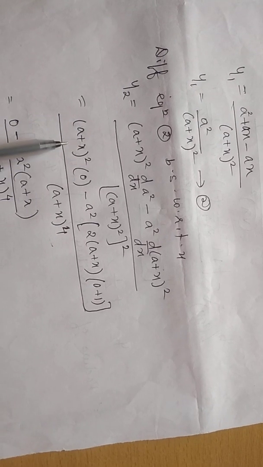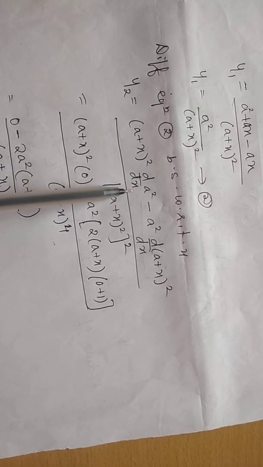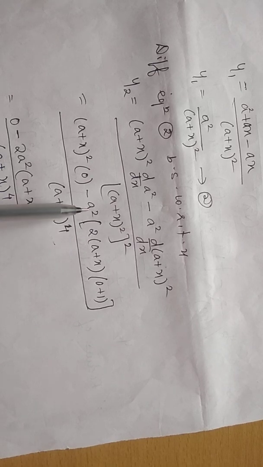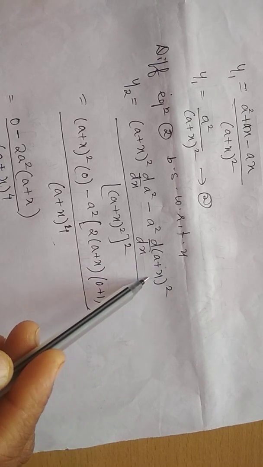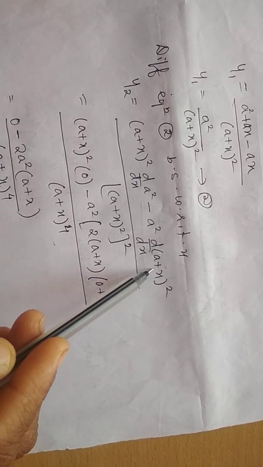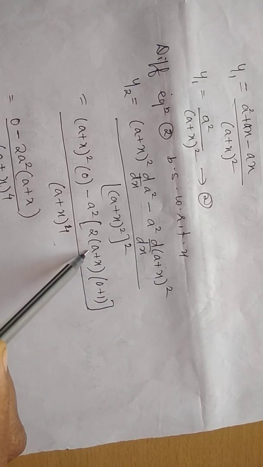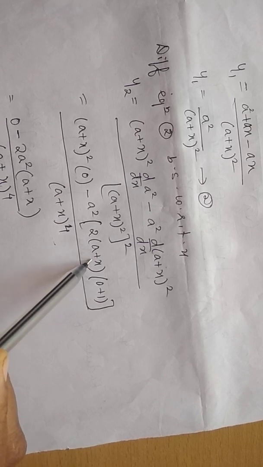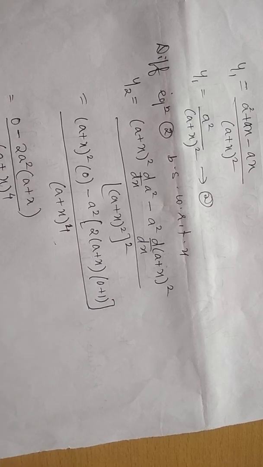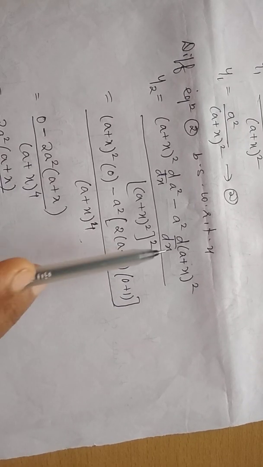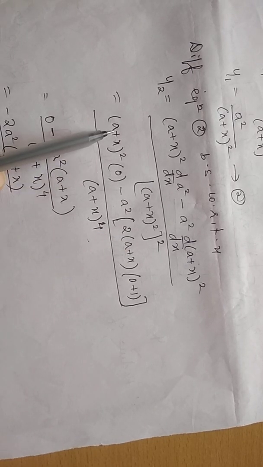(a+x)^2 as it is, the derivative of a^2 with respect to x is 0, because a^2 is acting as a constant. Minus a^2 as it is. I need to differentiate this quantity, (a+x)^2. You cannot differentiate it separately; consider a+x as u. The derivative of u^2 is 2u into the differentiation of u, and whatever is inside u must be differentiated. So the derivative of a is 0 and the derivative of x is 1, so 0 plus 1, upon (a+x)^4, because squaring the square it becomes 4. This into this is 0.